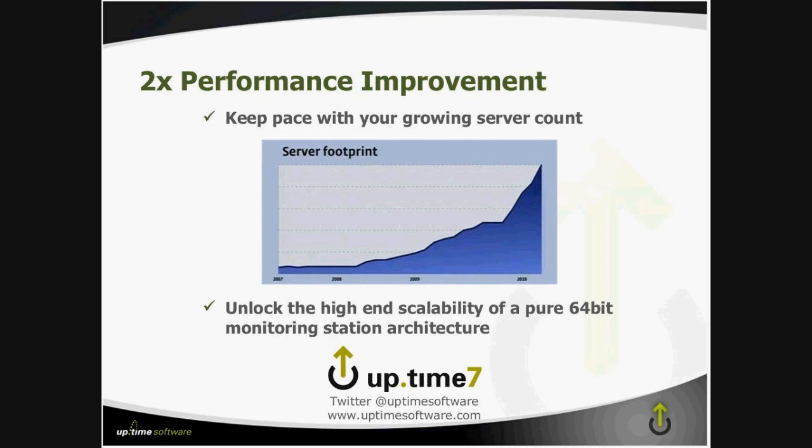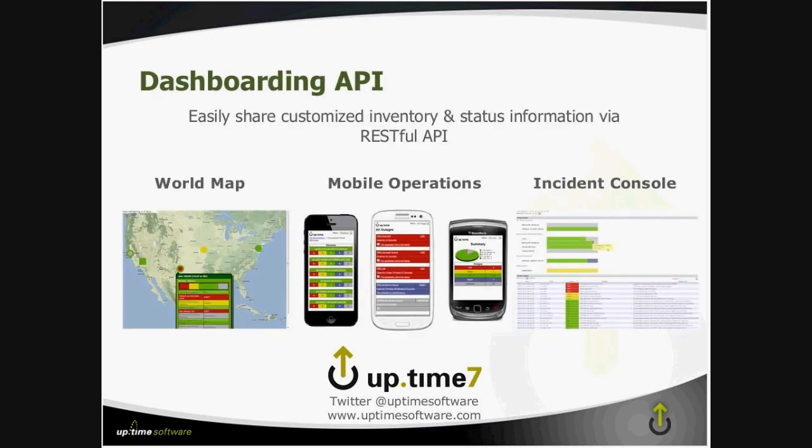Now, the second piece I want to talk about is the really exciting part about Uptime 7.1. We've made a commitment in Uptime to API enable every aspect of the tool. And the first step of that is building what we're calling the dashboarding API. We want to focus on letting you easily share customized inventory and status information via an open RESTful API.